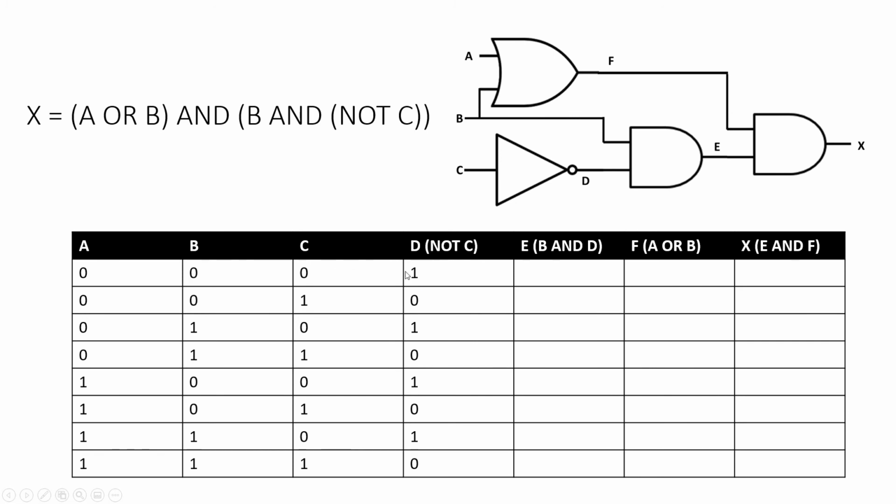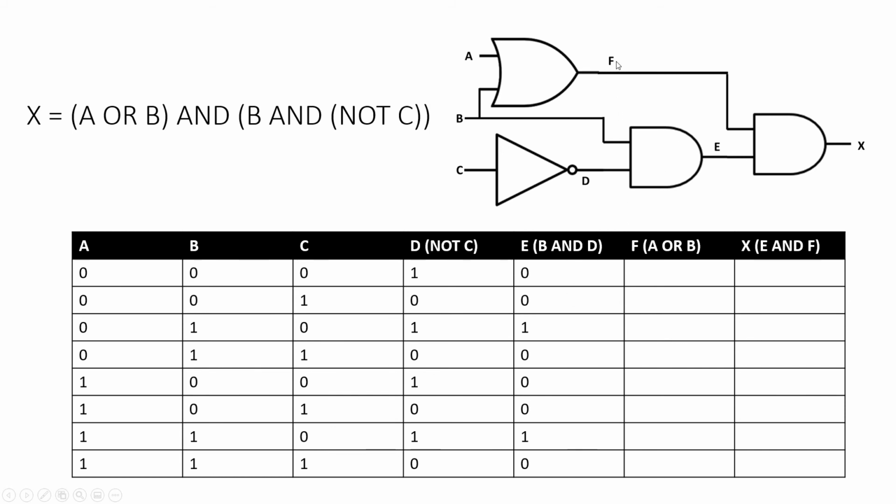So 0 and 1 is 0. 0 and 0 is 0. 1 and 1 is 1. 1 and 0 is 0. 0 and 1 is 0. 0 and 0 is 0. 1 and 1 is 1. And 1 and 0 is 0.